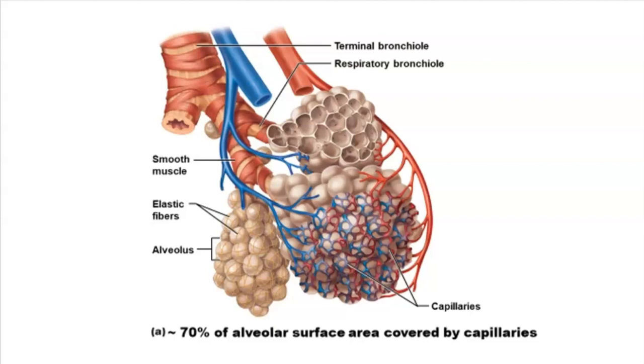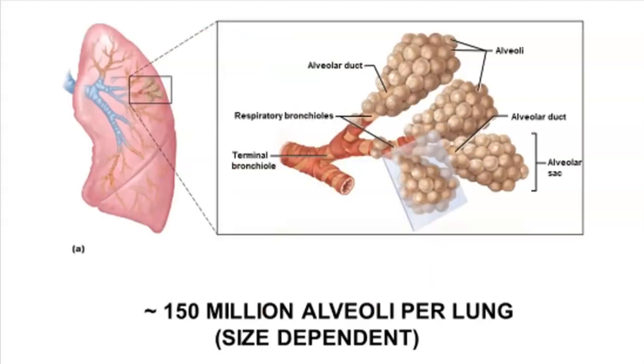So perhaps not surprising, because this is where gas exchange occurs, we see that the alveoli are extremely well vascularized. Approximately 70% of the alveolar surface is covered in capillaries. In addition, there are also millions of alveoli per lung. There's about 150 million alveoli per lung. Of course, this is size dependent. That means it depends on the size of each lung. So not only are they extremely well vascularized, but there's also many millions of them to help facilitate lots and lots of gas exchange.